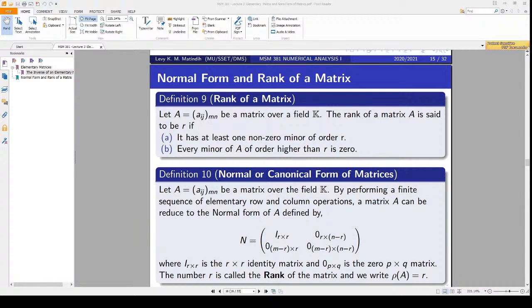Minor, think of the word minor. It's a minor matrix of order R. Two, every minor of A of order higher than R is 0. So this is what is going on in this case.